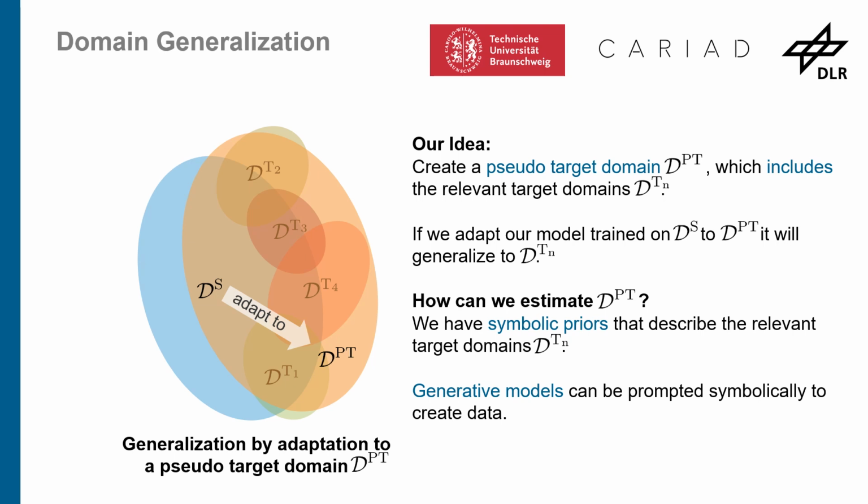Well, we do have a certain symbolic information about what is relevant to us. Modern diffusion models, on the other hand, can be utilized to generate images with regards to a symbolic description that describes the pseudo-target domain, DPT.